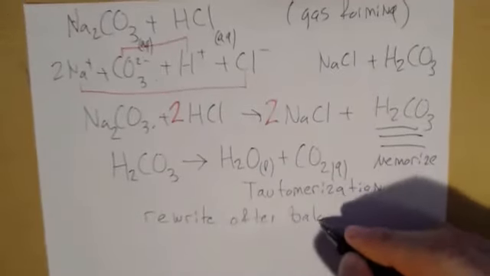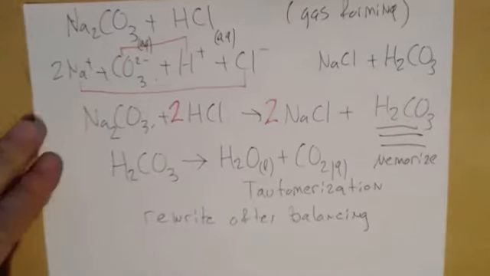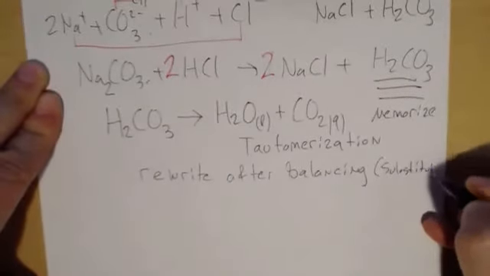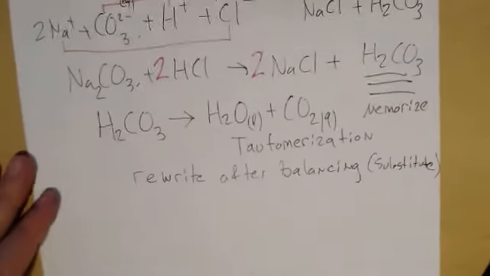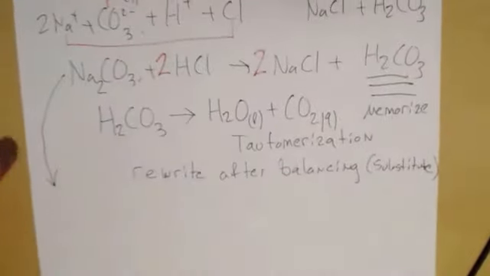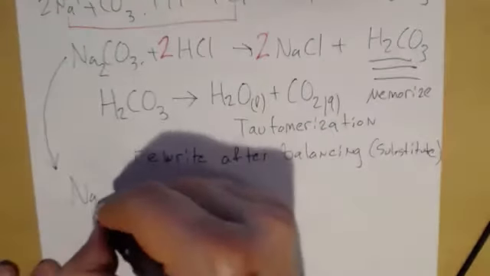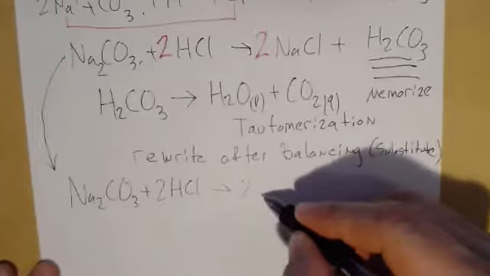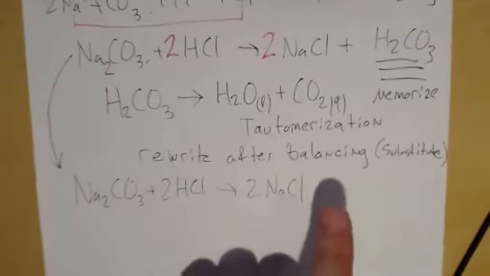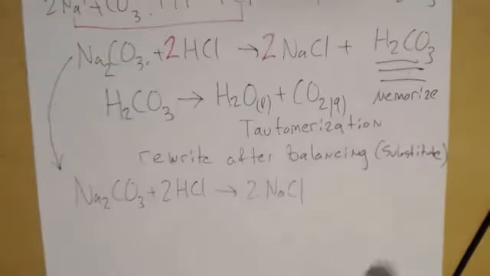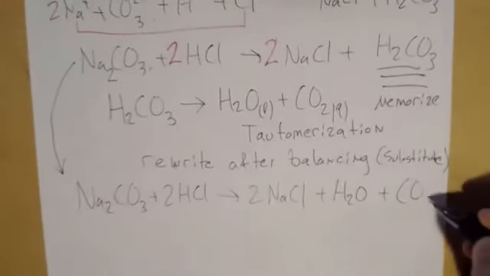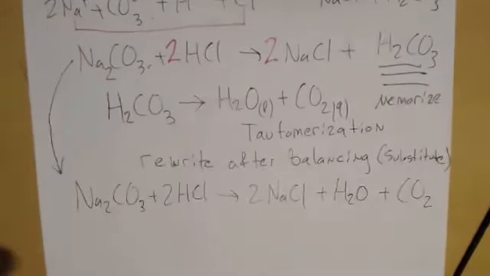So rewriting after balancing means substitute in the water and carbon dioxide. So I'm going to rewrite this whole thing, it's a little extra work. Rewrite it as Na2CO3, that's the same, plus 2HCl, that's the same, goes to 2NaCl, that's the same, but instead of that, I'm going to write it as water, carbon dioxide.